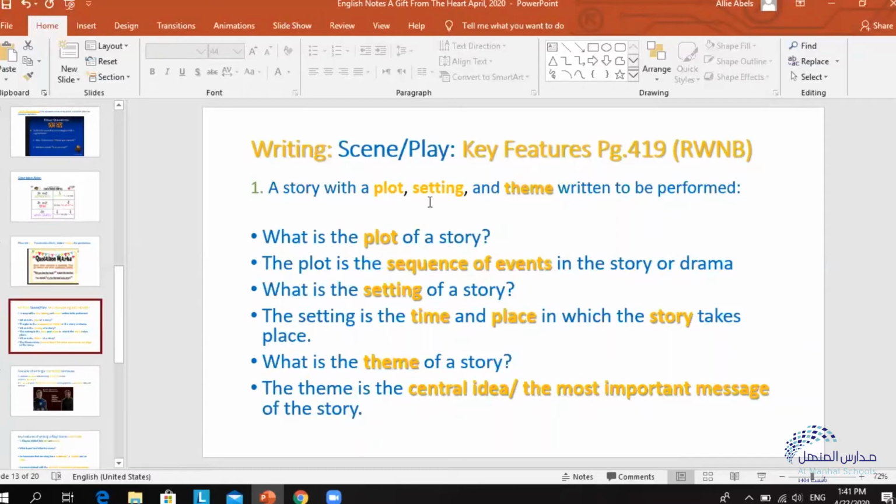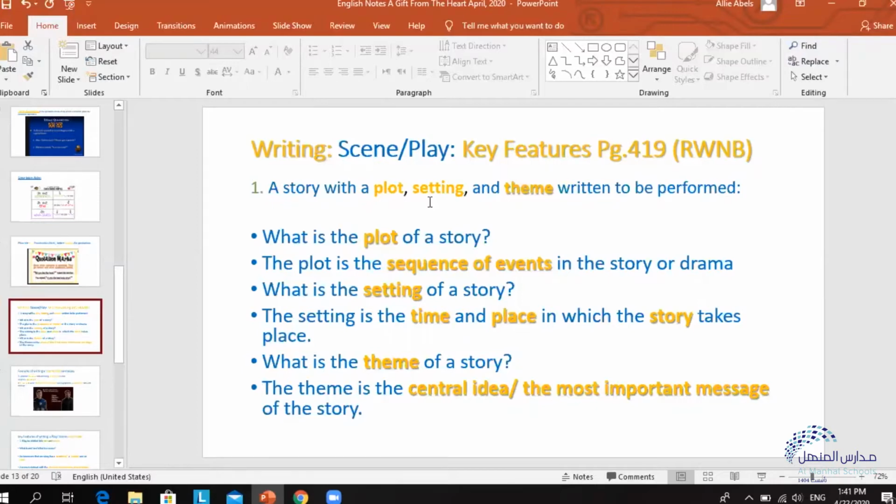The setting is telling us where the story is taking place. Are you writing a story which is happening in Riyadh, or the United States, or in South Africa? That would be the setting where the story is taking place.